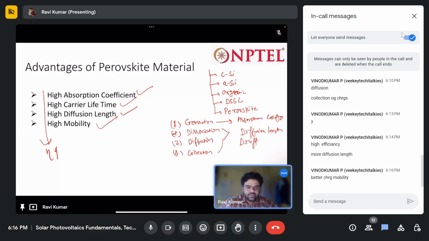Why? The things I am talking about today, I already discussed in the previous classes, and this is just a type of revision. So what are the limitations which are a barrier for this perovskite solar cell to be implemented in the field? Why are we still using crystalline silicon in the field?